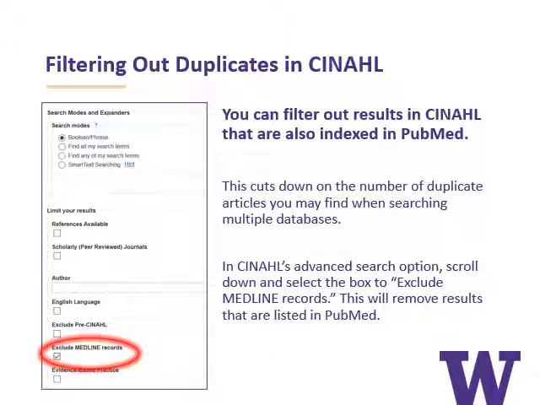One of the filters you can apply in CINAHL is a filter that removes results which are also indexed in PubMed. By filtering out results that are indexed in PubMed, you cut down on the number of duplicate articles you may find when searching. In CINAHL's Advanced Search option, scroll down and select the box to exclude MEDLINE records. This will remove results that are listed in PubMed. Other databases may have similar filtering options. Be sure to explore their advanced search and filtering features to familiarize yourself with these tools.